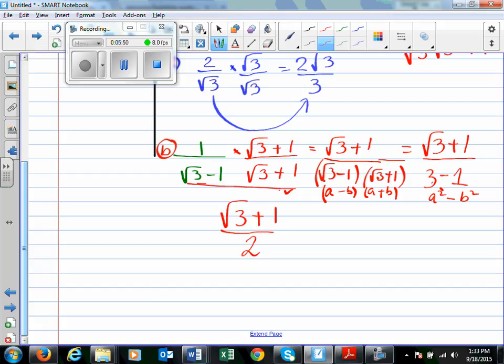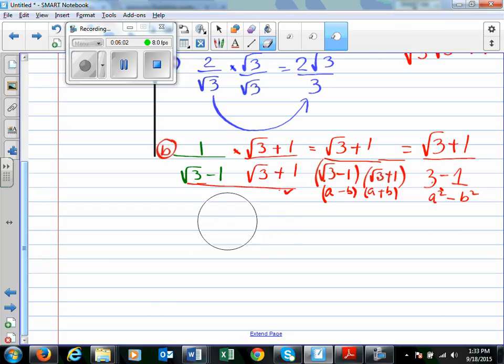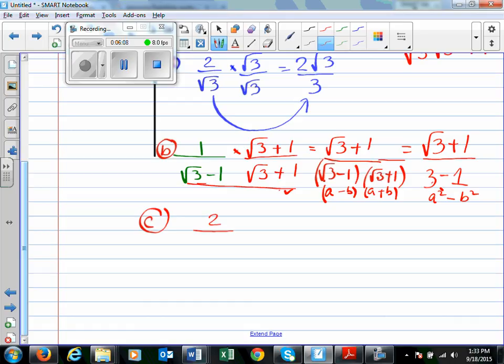Can you try one before we move on to the other one? So let's try 2 divided by square root of 2 minus 1.